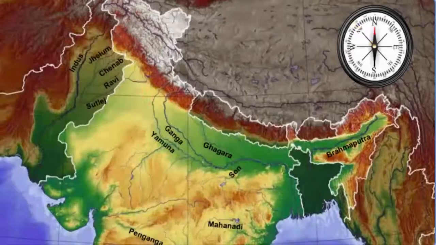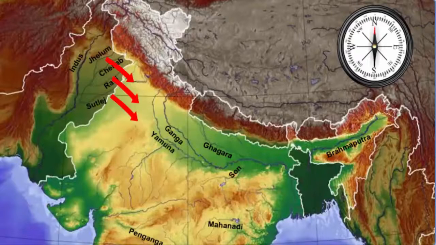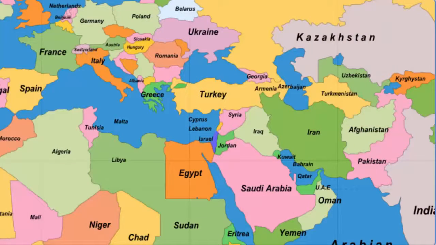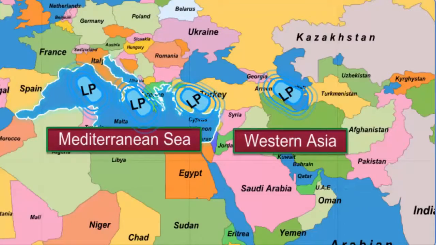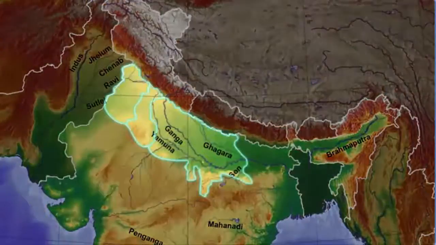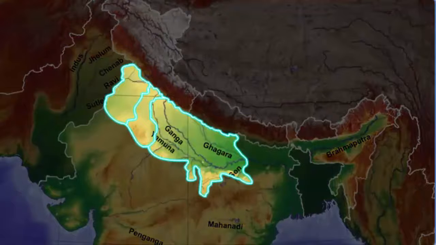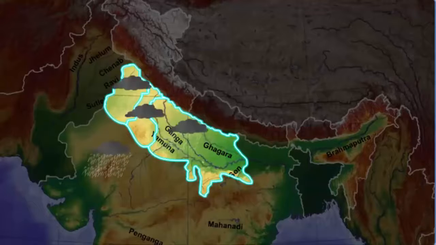Another characteristic feature of the winter season experienced over the northern plains is the inflow of cyclonic disturbances from the west and the northwest. These low-pressure systems originate over the Mediterranean Sea and Western Asia. Along with the westerly flow, they move into India, causing much-needed winter rains over the plains and snowfall in the mountains.